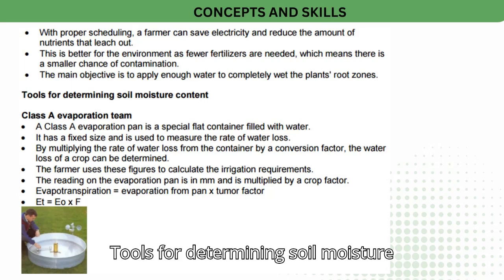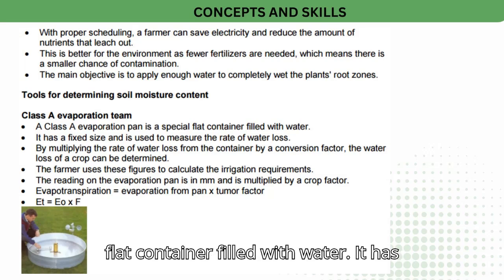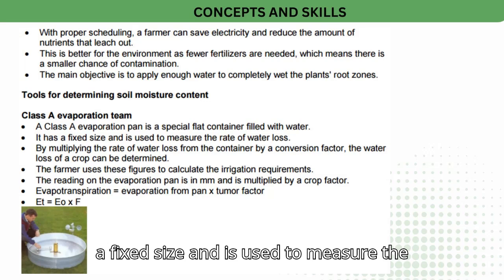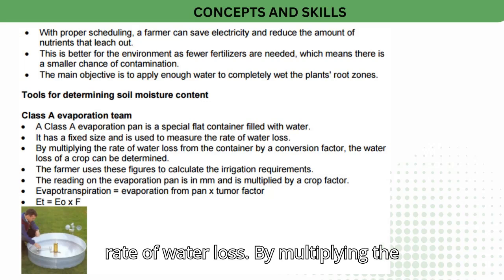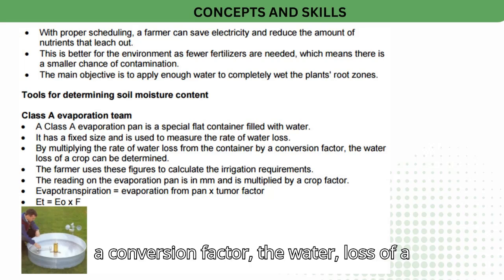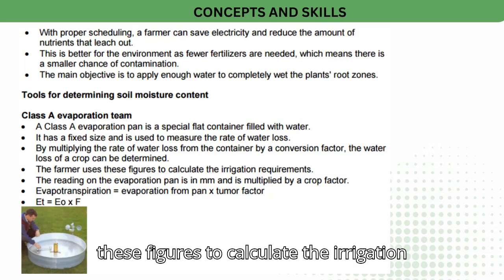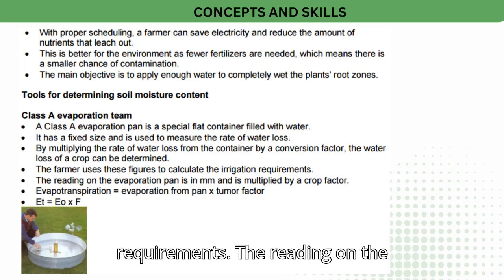Tools for determining soil moisture content. Class A evaporation pan. A Class A evaporation pan is a special flat container filled with water. It has a fixed size and is used to measure the rate of water loss. By multiplying the rate of water loss from the container by a conversion factor, the water loss of a crop can be determined. The farmer uses these figures to calculate the irrigation requirements.